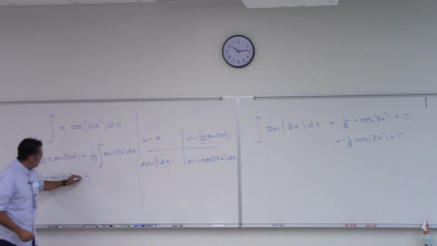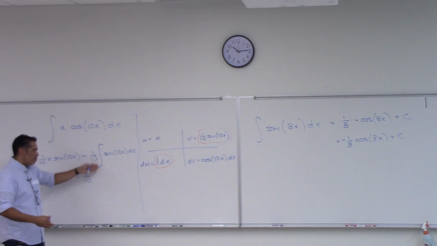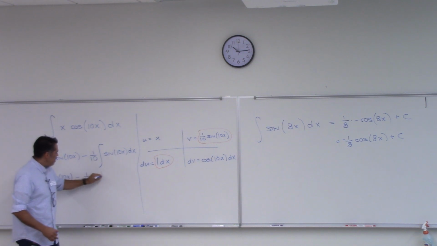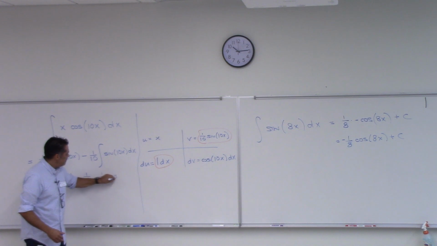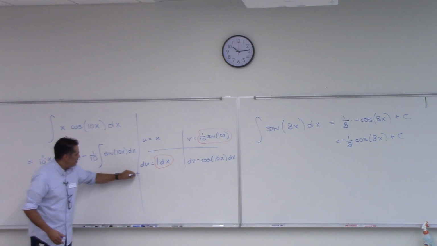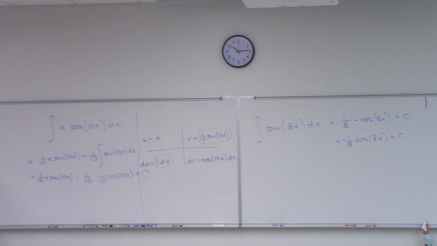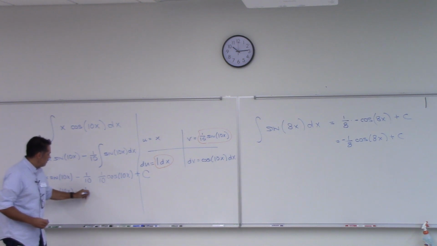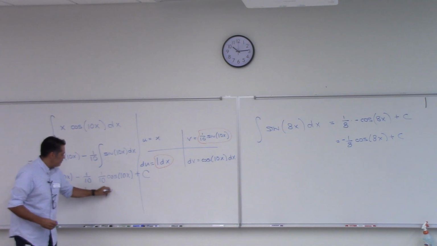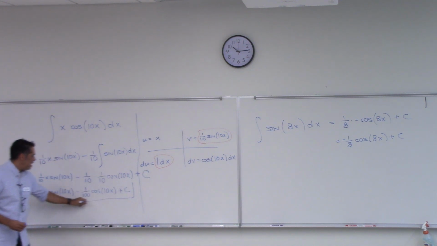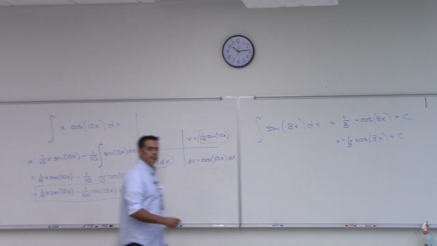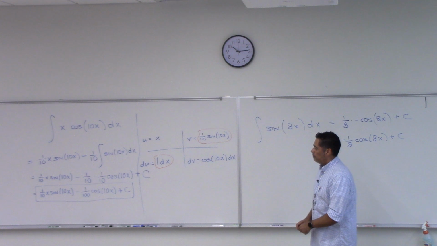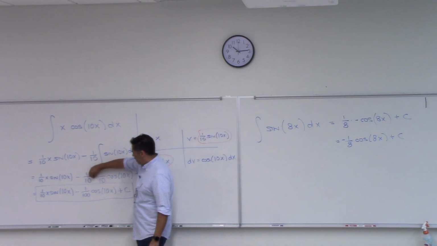minus 1/10. I'm actually doing the antiderivative now, so no more integral sign. The antiderivative of this is 1/10 cosine 10x, and then plus c. This is going to be 1/10 x sine 10x minus 1/100th cosine 10x plus c. I'm not going to check the answer. I'll just multiply those together.